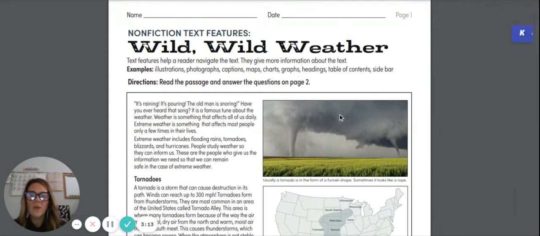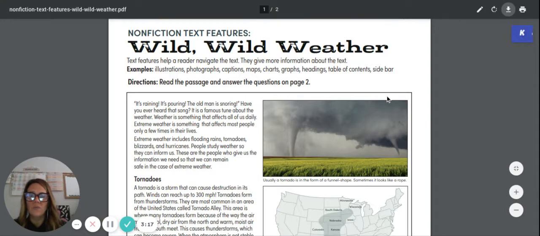Okay. So actually, this gives me just instructions of what to do. So remember, text features help a reader navigate the text. They give more information about the text. So for examples, illustrations, photographs, captions, maps, charts, graphs, headings, table of contents, sidebars. Those are all different types of important text features.